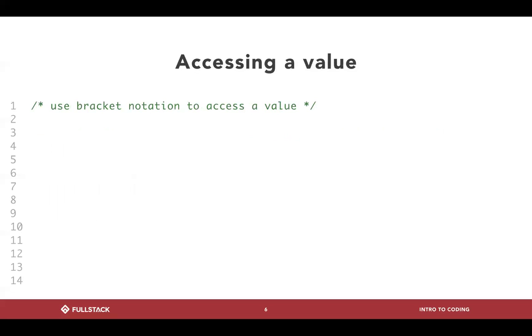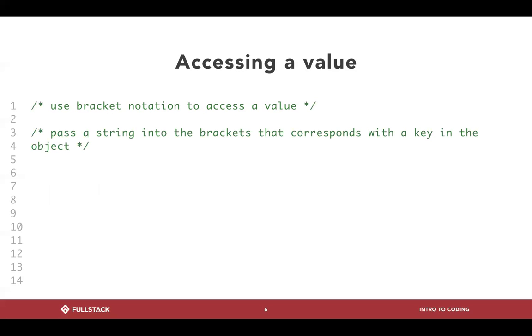Accessing a value, we talked about this a second ago, but you can use two types of notation. The most straightforward is bracket notation. You just pass a string into brackets, and that string corresponds to a key in the object. This is really handy too because we can store strings in variables. So we can also pass in variables into these brackets. And if the variable's string value is a key that is inside of the object, it will look it up as well.